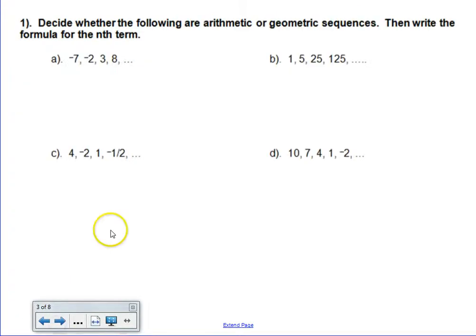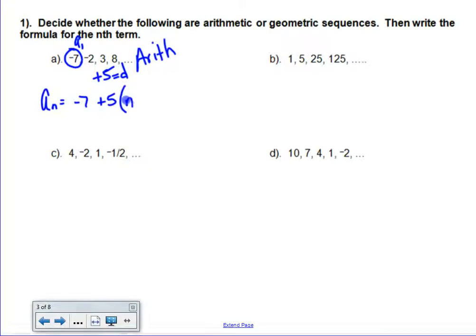So moving on, we have to decide whether or not these are arithmetic or geometric sequences. So you kind of just look at the pattern, and I see -7 to -2 to 3 to 8. I notice that we're adding 5 each time, so that means it's an arithmetic sequence. And since we're adding 5 each time, that's the common difference. And obviously the first term is the -7. So using my formula, which says a sub 1, which is -7, plus the common difference times n minus 1.